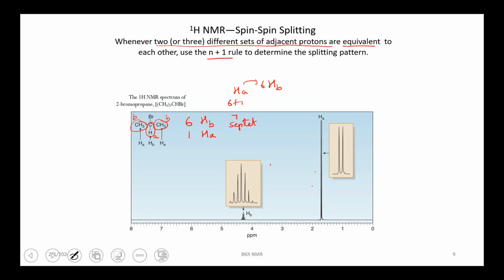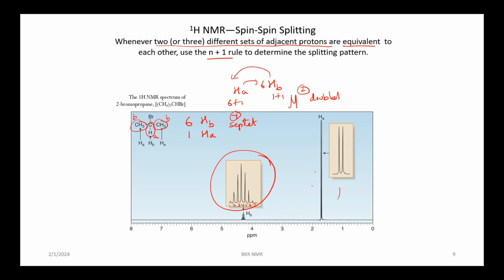It is a septet. You can see it: 1, 2, 3, 4, 5, 6, 7. So the multiplet is a septet with 7 lines. And B will be seeing the A proton. You have only one A proton, so 1 plus 1, B will be split into a doublet. Easy, isn't it?